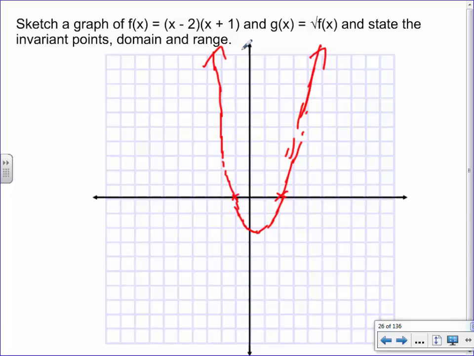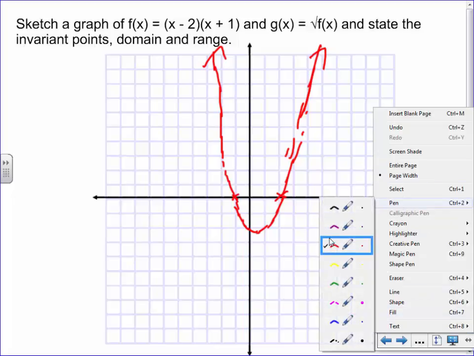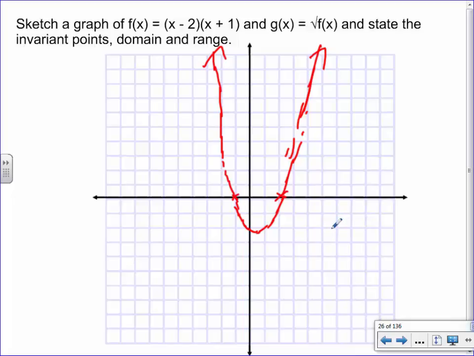Let's try this again now. Okay, so let's talk about invariant points. We are now going to square root this quadratic graph. So the invariant points, we're going to have 4 of them. I'm going to have one of them right here and one of them right there, because that's where your y value is equal to 1. And what I'm really asking you to do is square root your y value. The other invariant points are going to be the intercepts themselves, right here and right here. Those points aren't going to move.